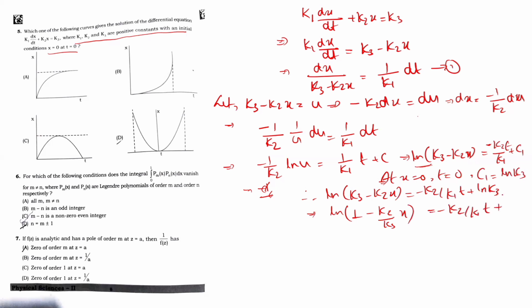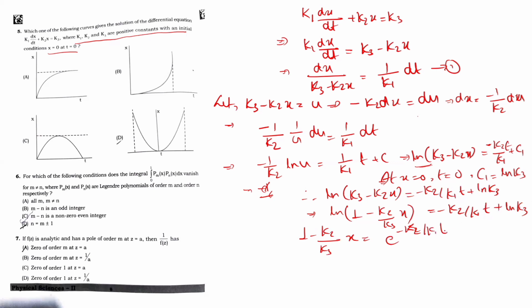And there is a constant. There was a constant, right? So that constant, you can just forget it for the timing. Okay. Just write it as ln K3. Now in this particular case, when you remove the ln, what will you write? 1 minus K2 by K3 x is equal to e to the power of this. I think this is the basic logarithm calculation, which you can do on your own.